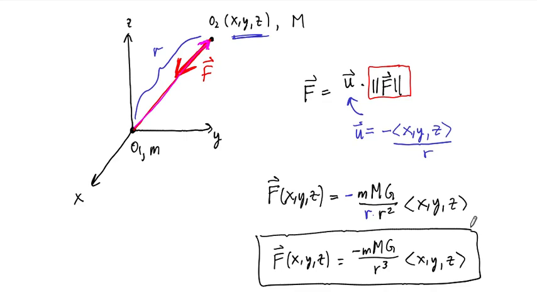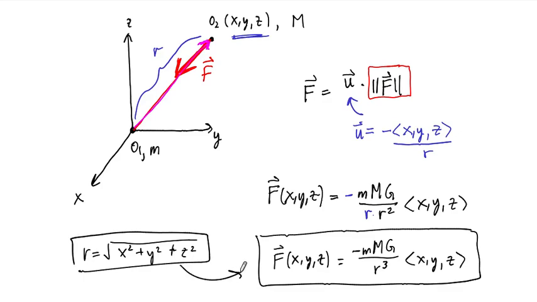Now, if you're going to use this, keep in mind that r is a function, and r is actually the distance function, right? r depends on x, y, and z. So the way that we've done this, we haven't actually had to work with the x, y, z coordinates for r at all, but do not forget that this r depends on the point as well. All right, so there's our gravitational field.